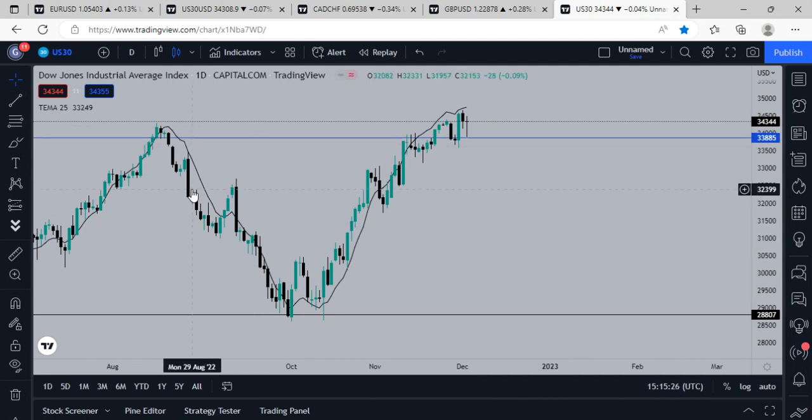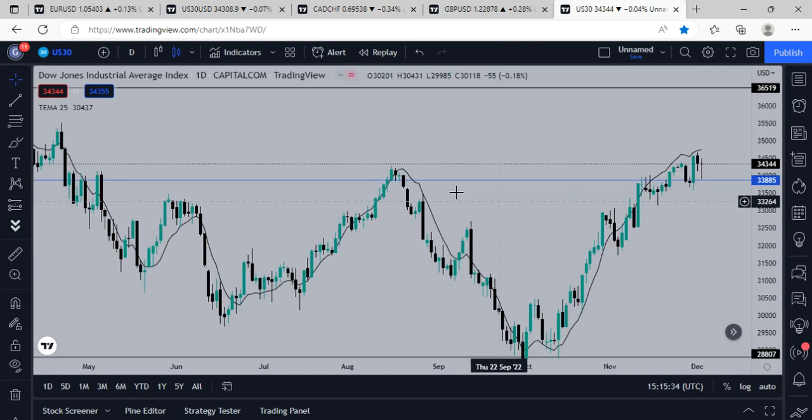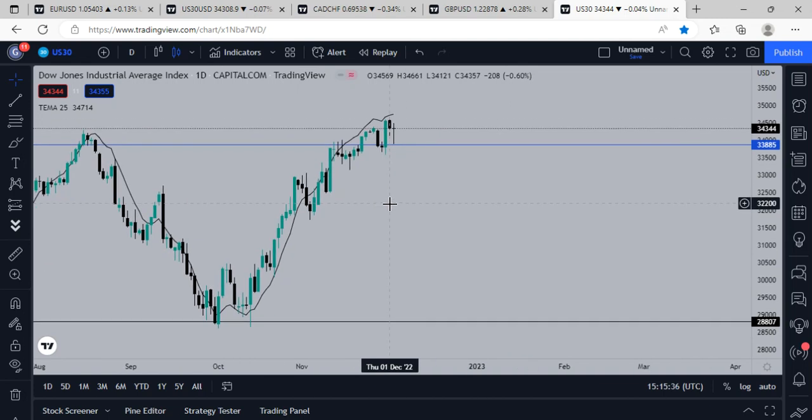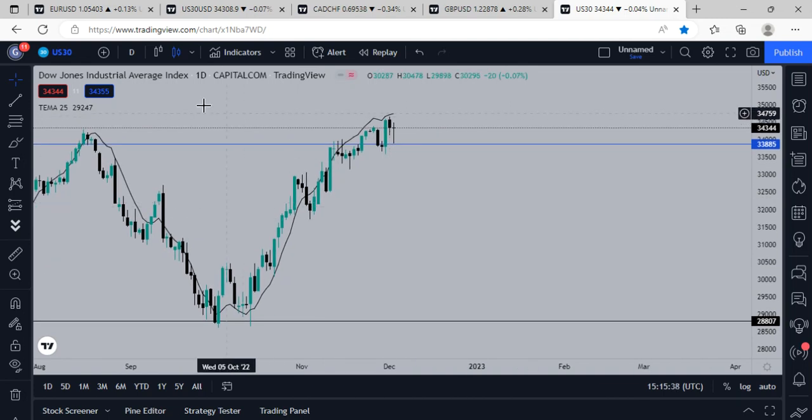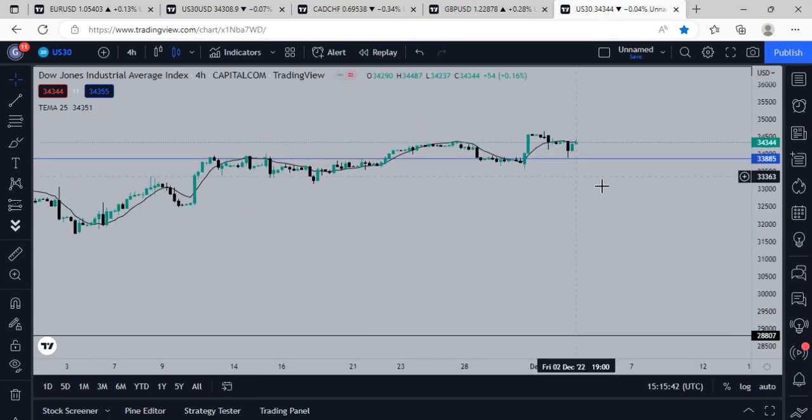If I'm looking for any more levels over here, there's no other level I can actually set on the daily. I don't see any other level I can set. Let me quickly go to the 4 hour time frame, jump to the 4 hour and see.